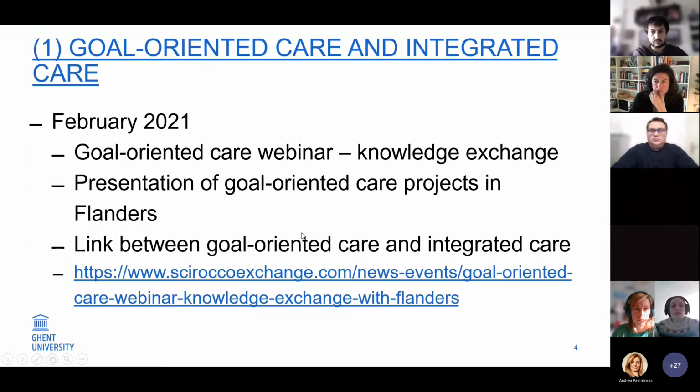In February 2021, my colleagues gave a presentation about goal-oriented care here for Scirocco, and they already made a connection between goal-oriented care and integrated care. For those who are interested, you have the hyperlink on the presentation to watch it again, because they gave a presentation about existing projects in Flanders, and during this knowledge exchange we saw opportunities to integrate both concepts, because goal-oriented care may be a facilitator for integrated care.